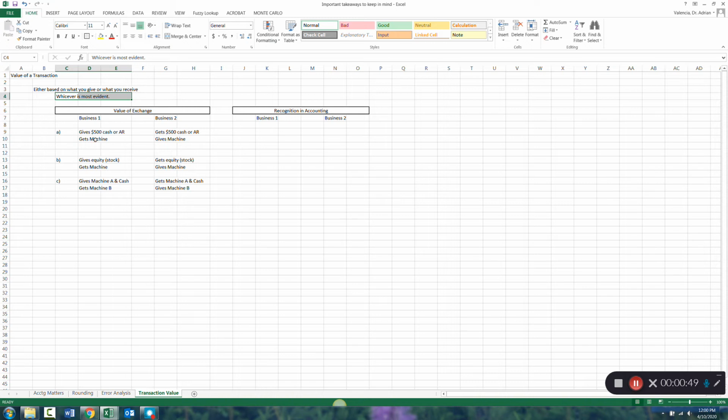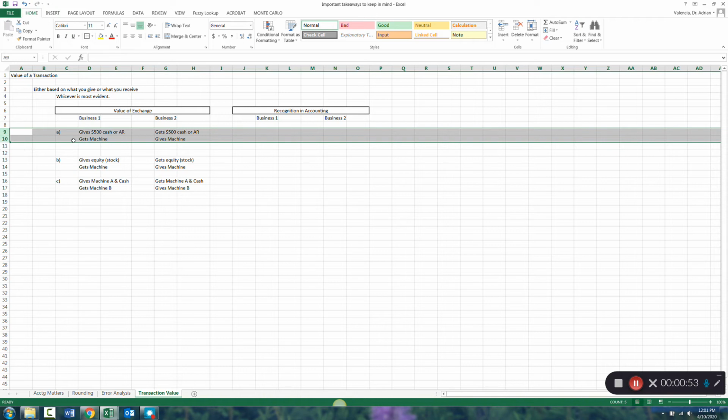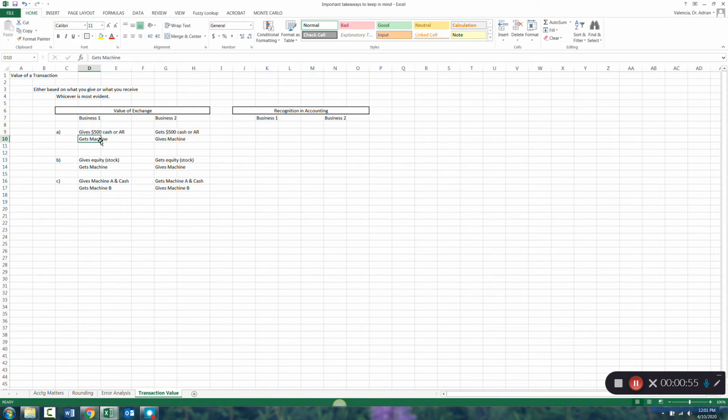So here's an example, and we really don't think about it when we deal with transactions as the following. Here's business one and business two. Business one gives $500 of cash or a promise to cash in the sense of an accounts receivable, and in return gets a machine from business two. The opposite is true for business two. They get the cash or the promise to cash, and then they give the machine to the other business.